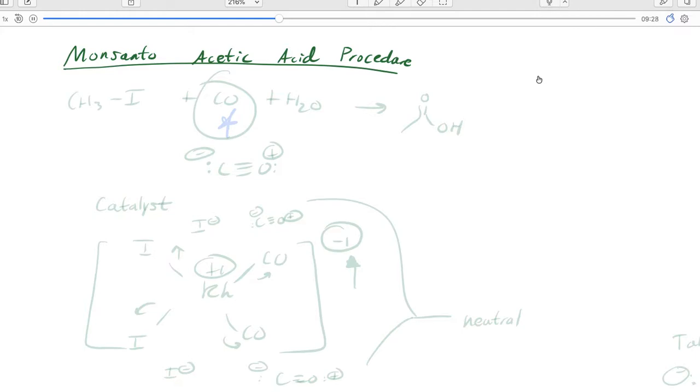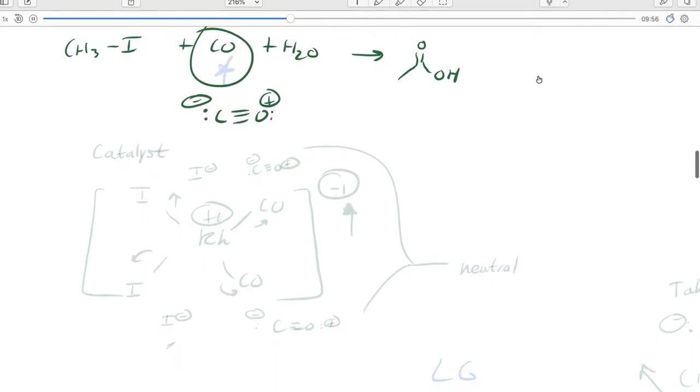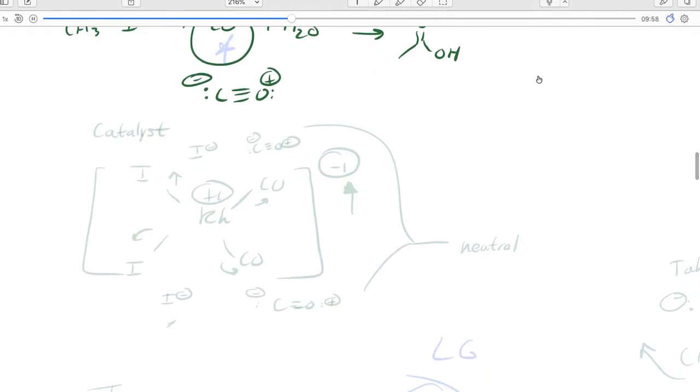So this one requires methyl iodine, carbon monoxide, and water to make acetic acid. Notice that we're using carbon monoxide, which is highly reactive, and if you breathe it, it will kill you. That's the Lewis structure. Well, very low amounts, but they decided to turn it into something useful.